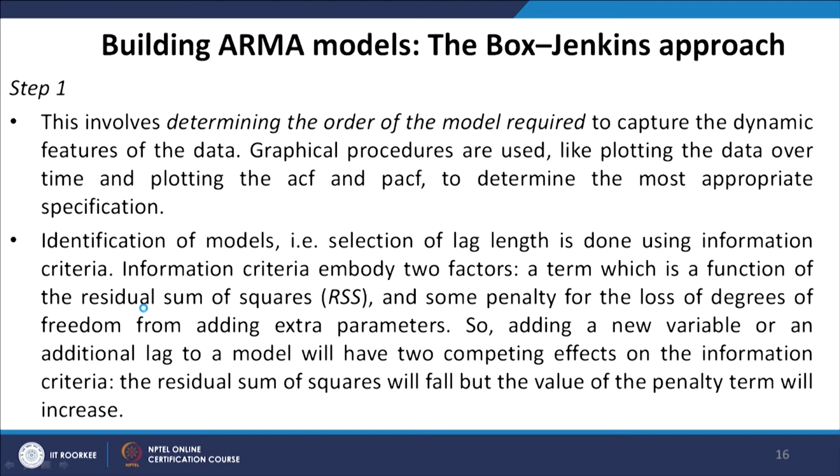Identification of models, that is selection of lag length, is done using information criteria as well. So, the alternative procedure is to go for certain information criteria. Information criteria embody 2 factors: a term which is a function of the residual sum of squares, RSS, and some penalty for the loss of degrees of freedom from adding extra parameters. So, adding a new variable or an additional lag to a model will have 2 competing effects on the information criteria. The residual sum of squares, or RSS, will fall.